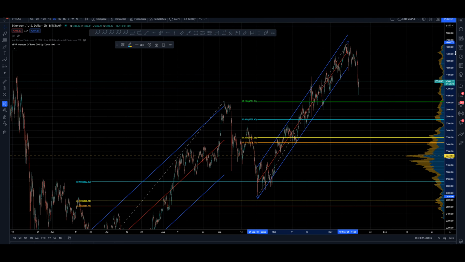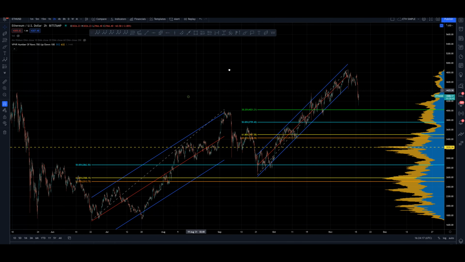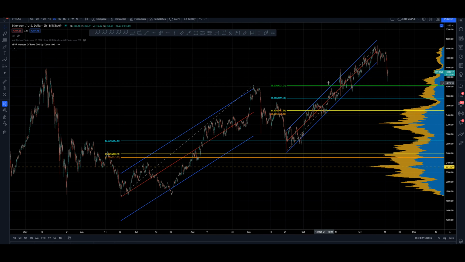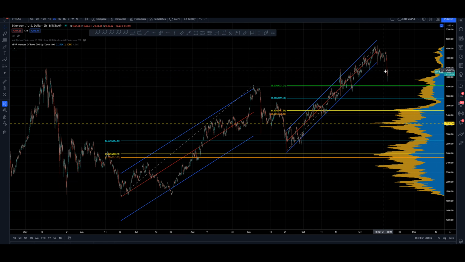Let's just pull back and see what kind of profiling we've got going on around these levels. Okay, so currently we've got this peak in the volume profile. This seems to be current support at the moment. We've just bounced and we've come up a little bit, but I think this is likely a third wave. This is likely a 1, 2, 3, 4, 5 with another push down, I think. We'll come and have a look at the structure on the smaller time frame.